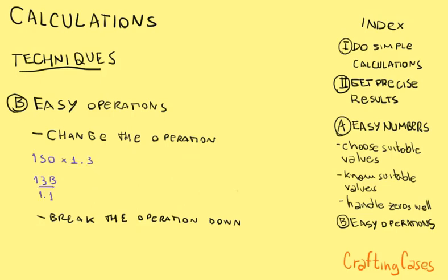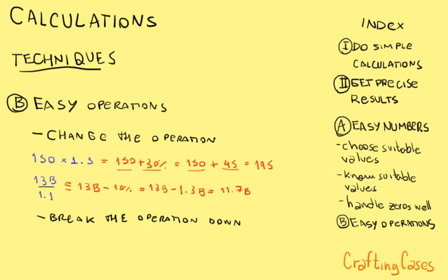Here are some more practical examples. Pause this video and think how you would do them in a quick way. Here's how I would do them. 150 times 1.3 is 150 plus 30%, which is 150 plus 45, which is 195. 13 billion over 1.1 is roughly 13 billion minus 10%, which is 13 billion minus 1.3 billion, which is 11.7 billion.